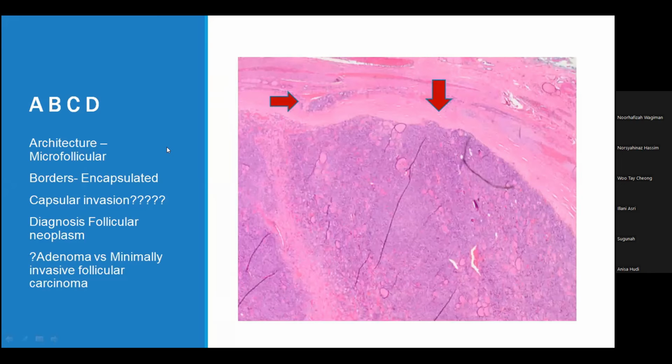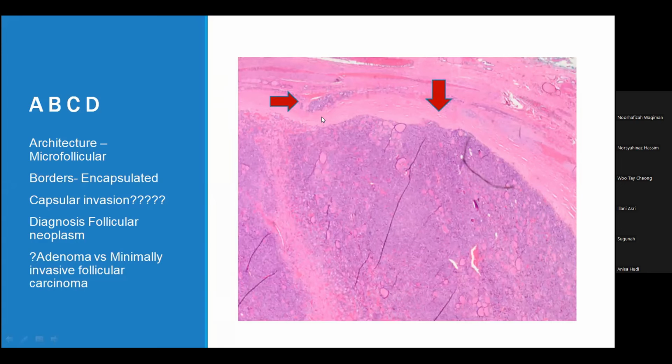So last few slides, A, B, C, D for this case. A, architecture. This is microfollicle. Can you see? All these are microfollicles. There is architectural atypia. First, architecture. Number two, borders. Is it encapsulated? Yes, it is encapsulated.